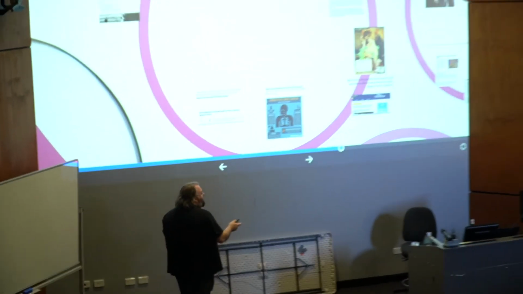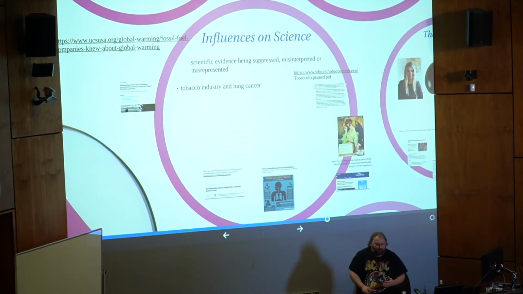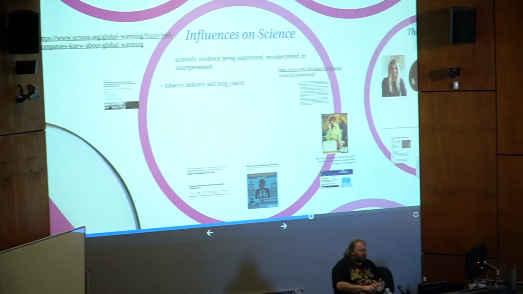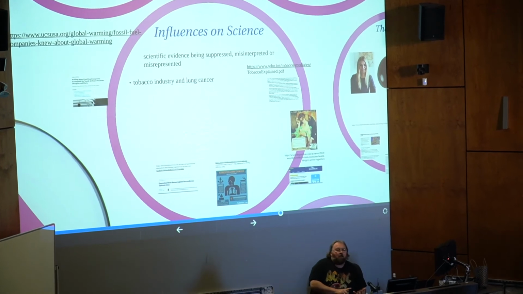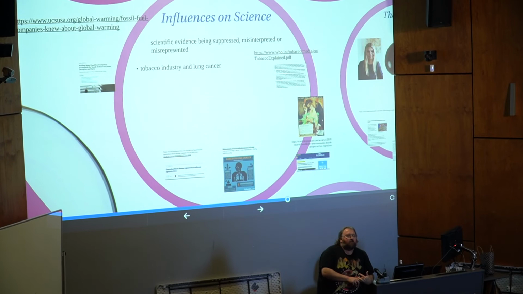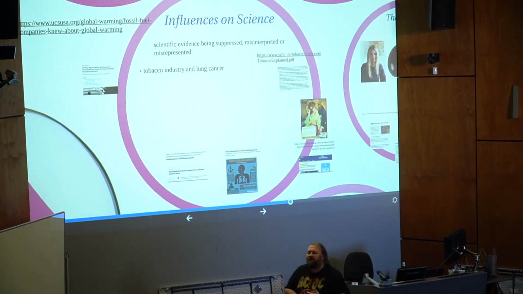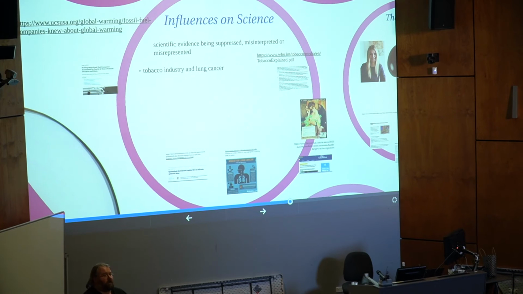Of course, the influences on science. The tobacco industry and lung cancer. That is one of the biggest ones there, the fact that up until about 30 years ago, cigarette companies basically suppressed all the information that said smoking caused lung cancer. They had research that showed it, but they suppressed it because they were making a lot of money.